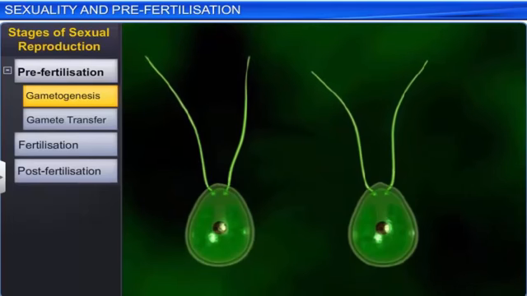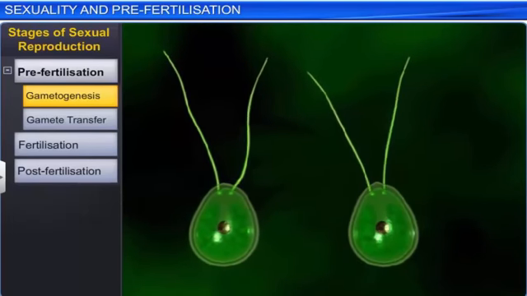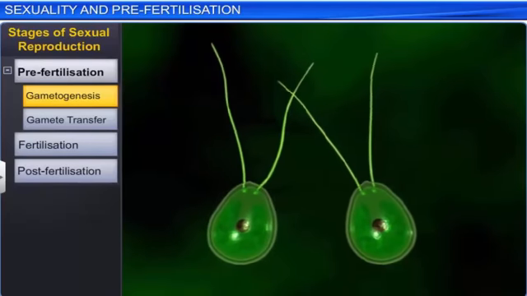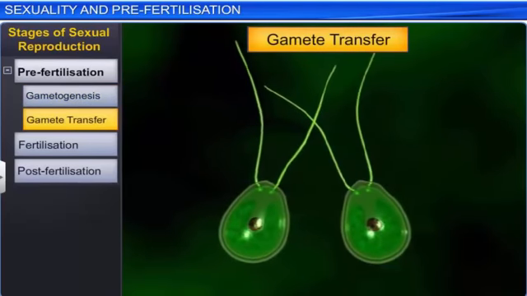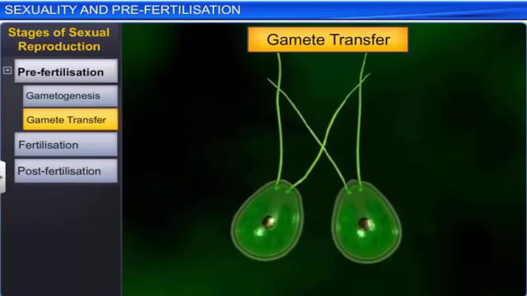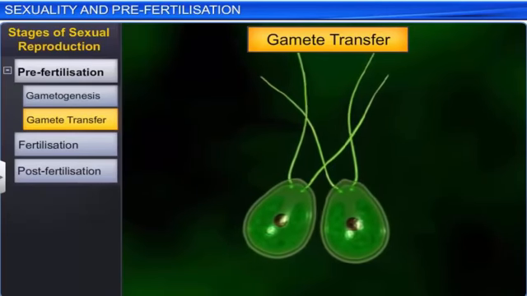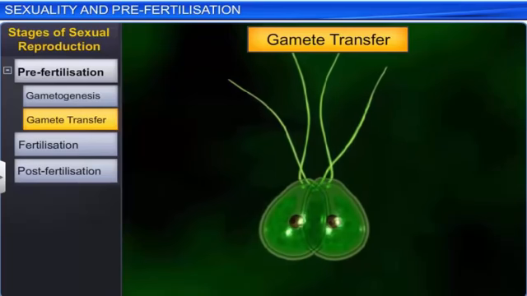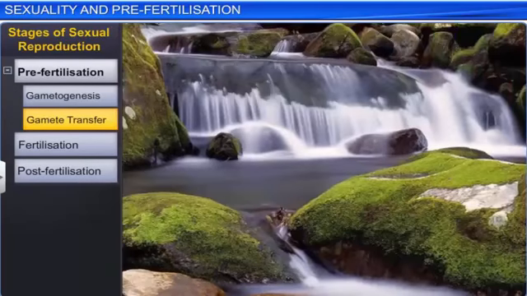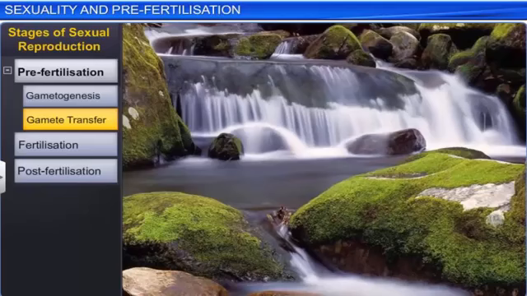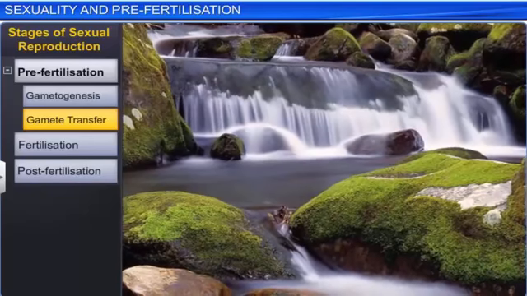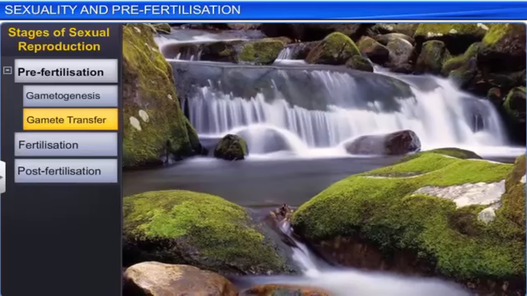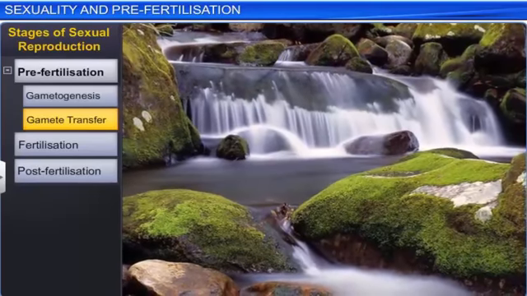Regardless of whether they are homogametic or heterogametic, the formation of gametes is followed by gamete transfer, a process during which male gametes are brought in proximity with female gametes. In the case of algae, bryophytes and pteridophytes, water acts as a medium for such gamete transfer.